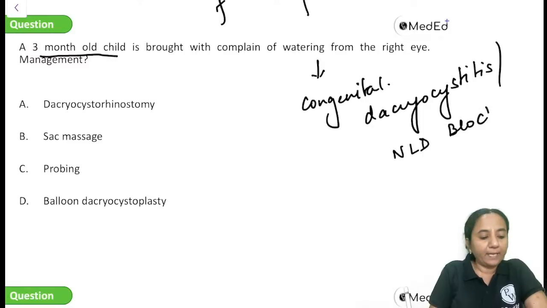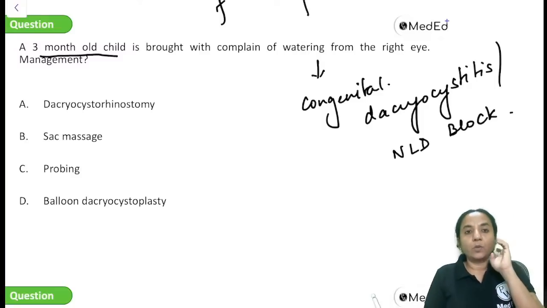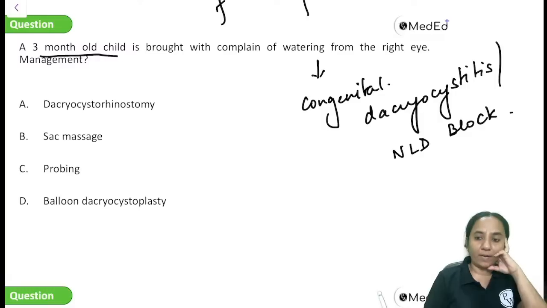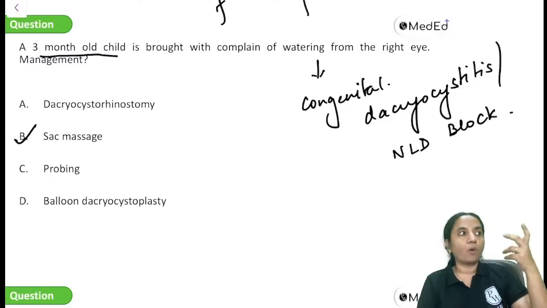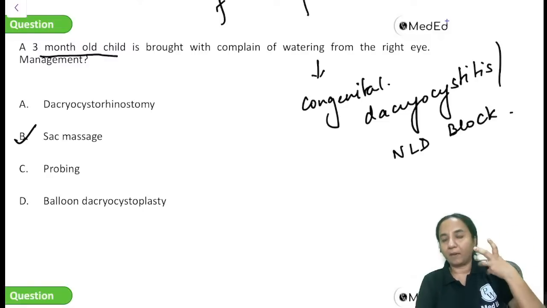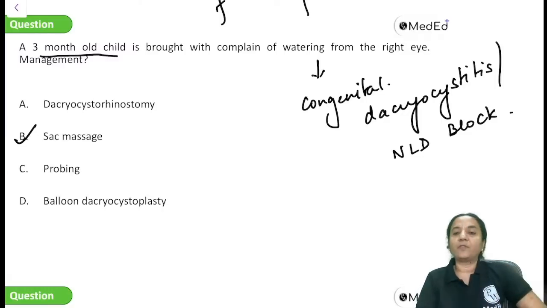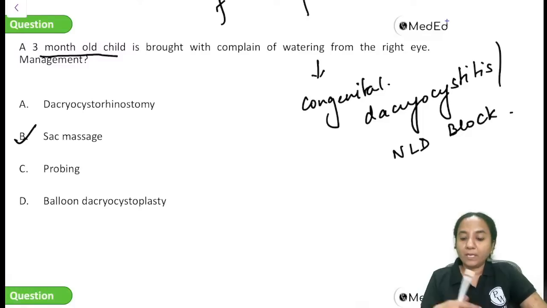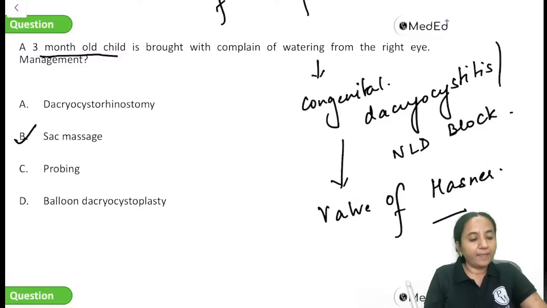So here the only thing to be looked for in the question is the age of the child. The age of the child is less than 1 year, so the answer is sac massage. For children less than 1 year of age, the management is generally conservative. It is sac massage, also called Crigler's massage, Crigler's hydrostatic massage. You ask the mother to massage the area of the sac, and with this pressure, the lower end of the NLD gets opened. Because in congenital dacryocystitis, the site of obstruction is the valve of Hasner. Again, another important MCQ: the valve of Hasner.